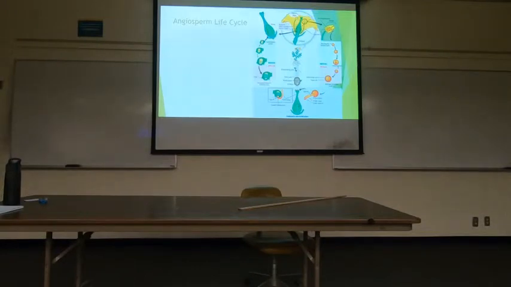So each pollen grain here contains two cells. It has one cell called a generative cell. That cell will divide, resulting in two sperm cells. It has a second cell that will end up becoming the pollen tube cell.